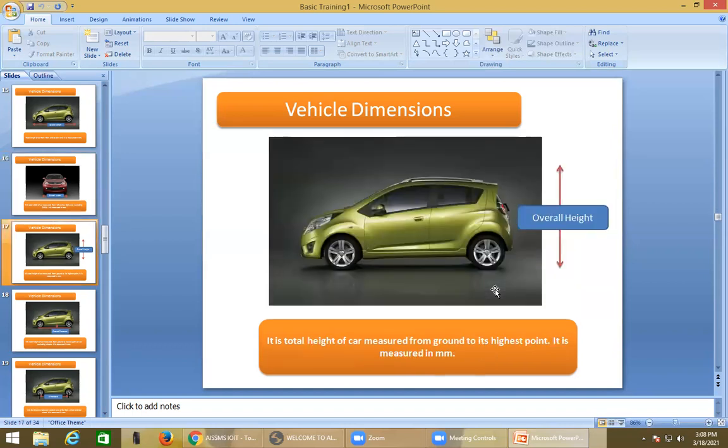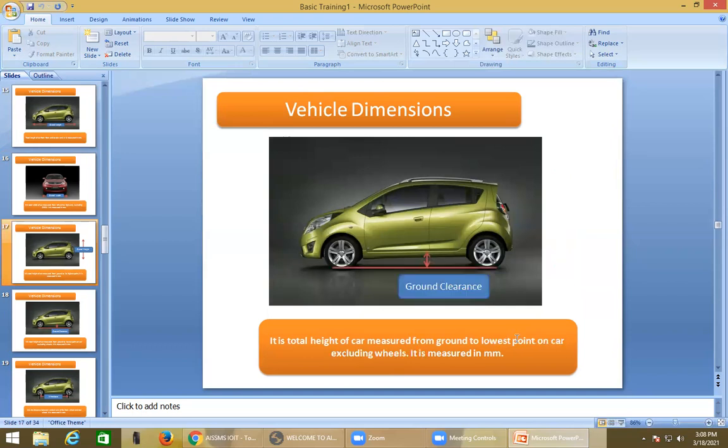Then vehicle dimensions, overall height. It is the total height of the car measured from the ground to its highest point. It is measured in millimeter. The picture shows the overall height of the car.